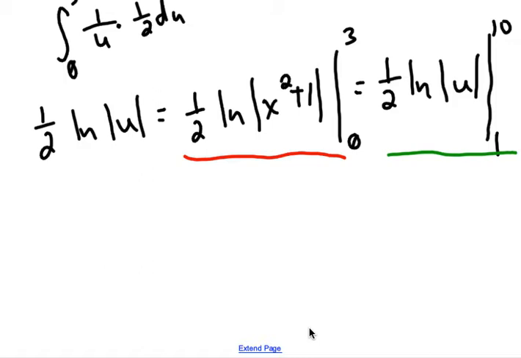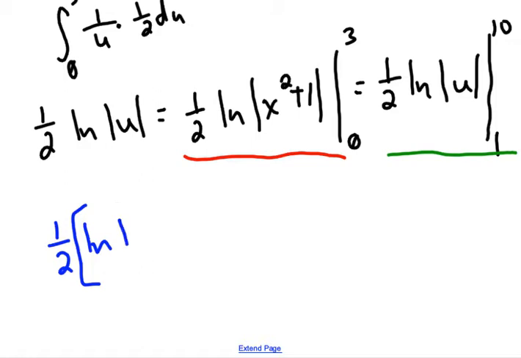Okay? So I'm going to do the first one just because it's more work. The other one's less work. You have 1/2 ln of 10 minus 1/2 ln of u. It's the same thing. We're going to get the same thing here. So plug 3 in, right?